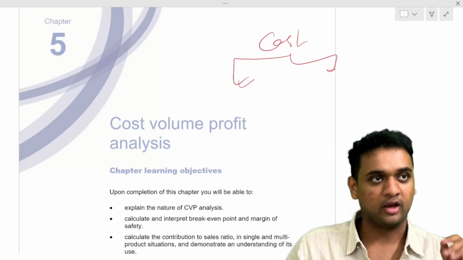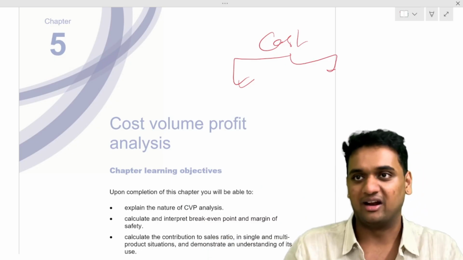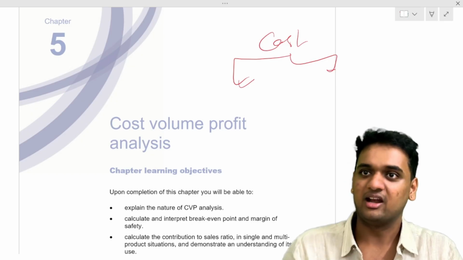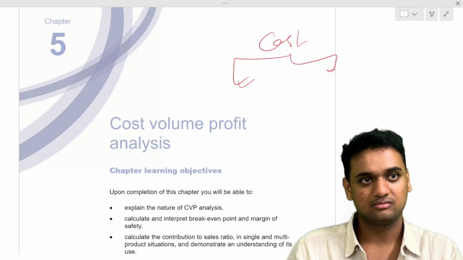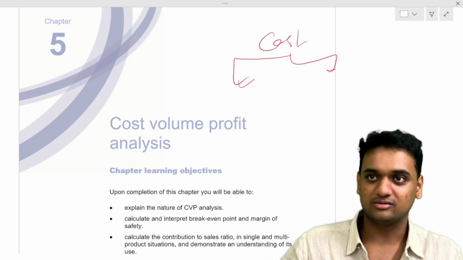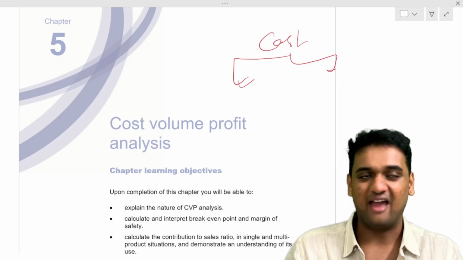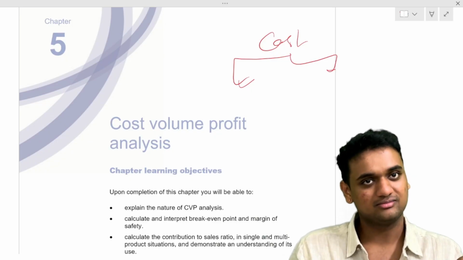Now this month Corona came. I closed my factory. Will I incur any variable cost? No variable cost. So if there is no production, I will not incur any variable cost.